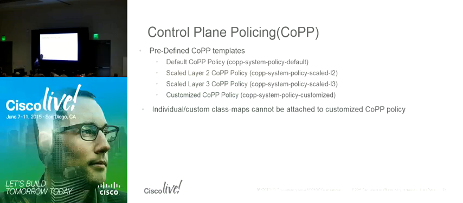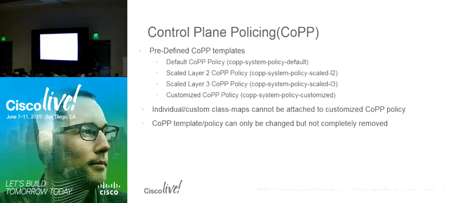Again, this question gets asked a lot: can we attach my own class map to any of the templates? The answer is no. The Nexus 5K, 6K does not support it. And this is actually a blessing in disguise. You cannot remove COPP. I know on some Nexus platforms you can remove COPP, but on the Nexus 5K, 6K you cannot. For example, say you have layer 3 applied. If you remove it, it defaults to the default policy.